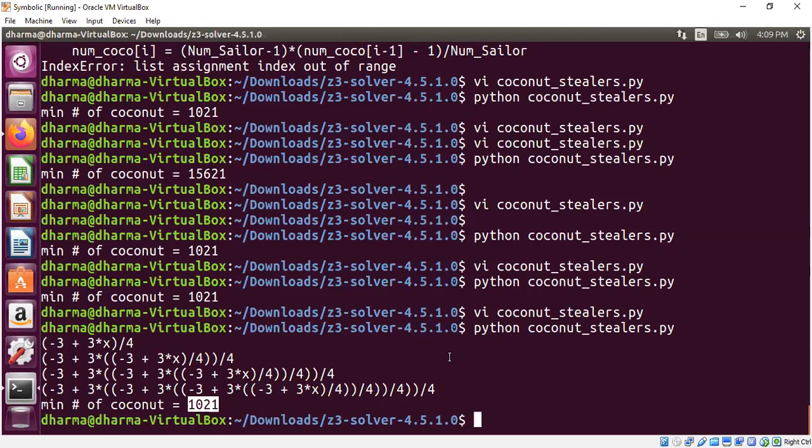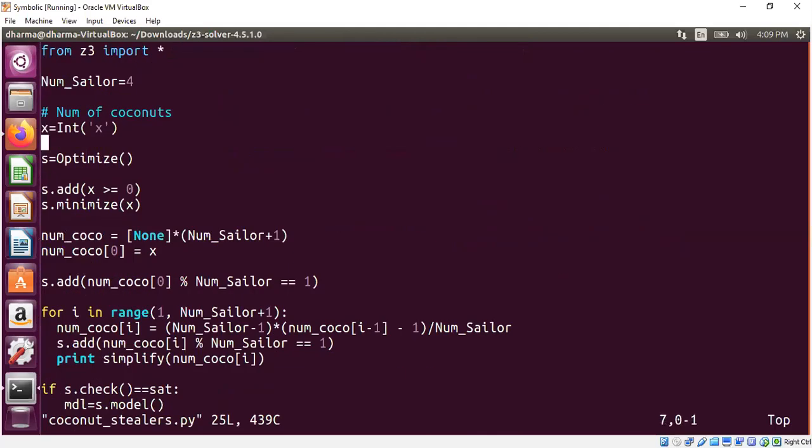It was quite fascinating for me to solve this using an SMT solver. Let me summarize what we learned. We can configure the number of sailors to whatever number we like, 4, 5, or more. There is some computational limit, of course, because the number of variables that you're solving will become huge for an SMT solver. We are using the optimization engine. We are asking it to come up with the minimum value for x, where x is the number of coconuts.